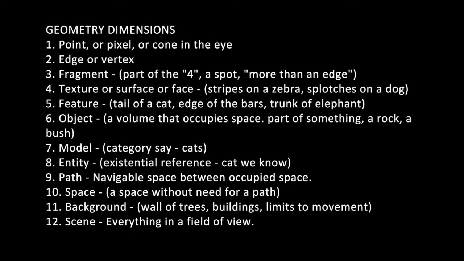Before we do that, I want to review terms. I'm trying to sort of beat the dead horse of geometry over and over again for reasons I think are starting to become clear. In this case, let's review our hierarchy for a moment. A point, a pixel, or a cone in the eye, an edge or a vertex, a fragment, a texture or surface or face, a feature, an object, meaning a volume that occupies space, a model, say a category like cats, an entity, like an existential reference, like a cat that we know, a path through space, spaces themselves, the background, and the scene.